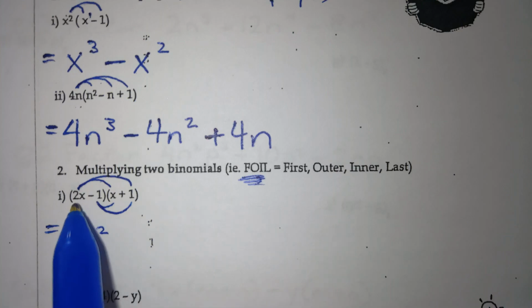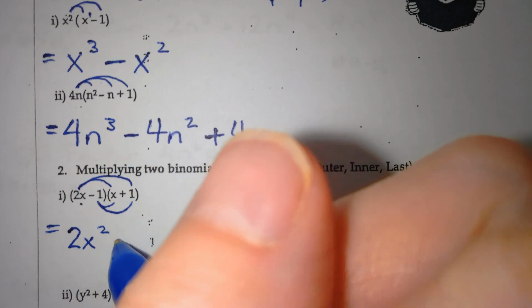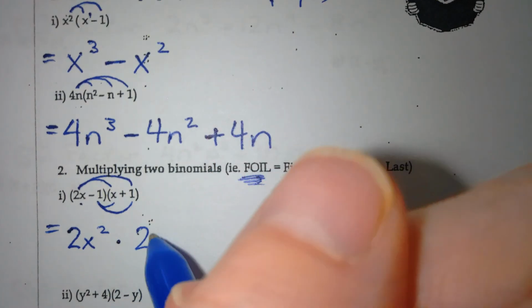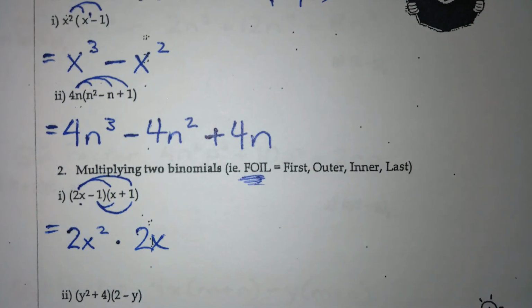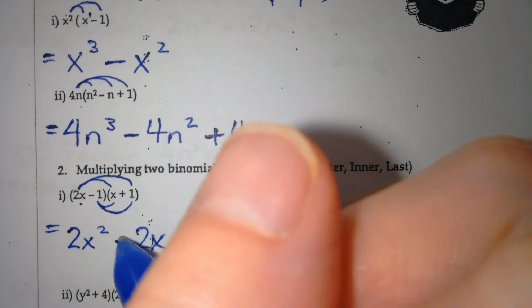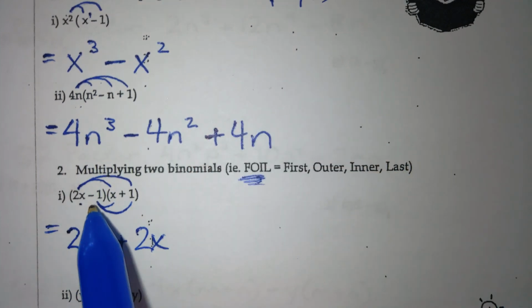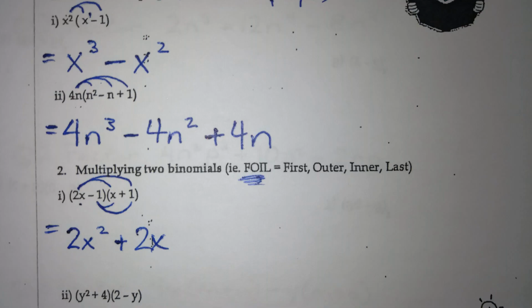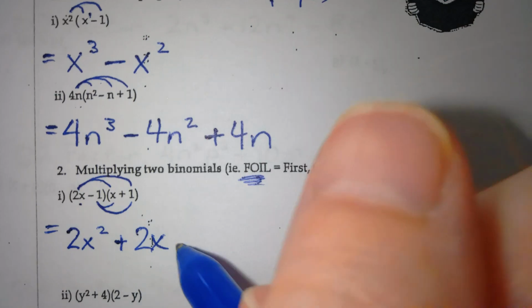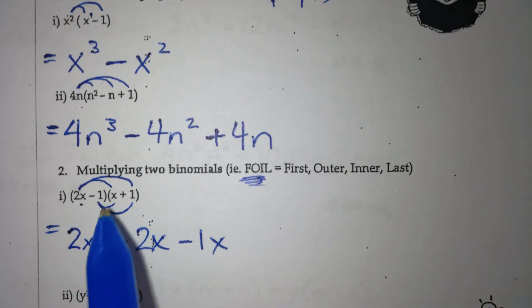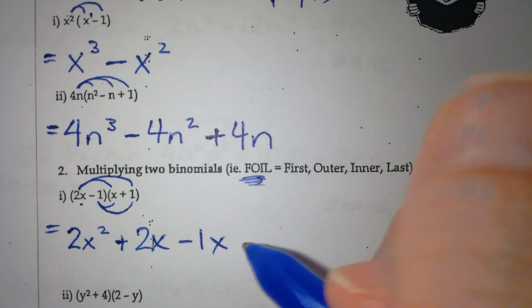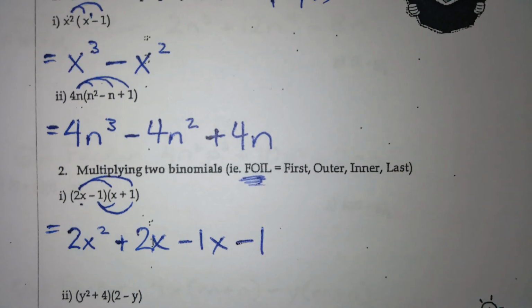Now outside, 2x times 1. Just 2x like this? Plus, right? We have to link the terms. Inside, so negative 1 times x is minus 1x. Good. And then the last one, negative 1 times positive 1. Excellent. Am I done this question? Will I get full marks? Sydney.